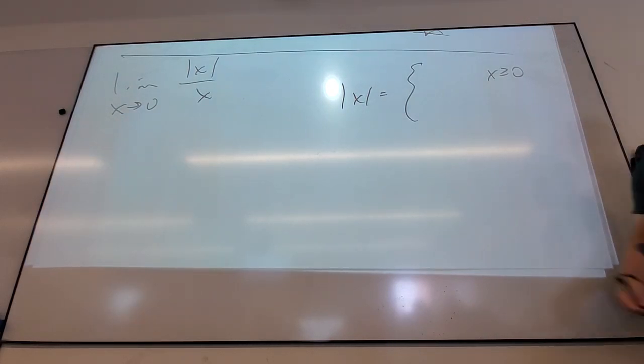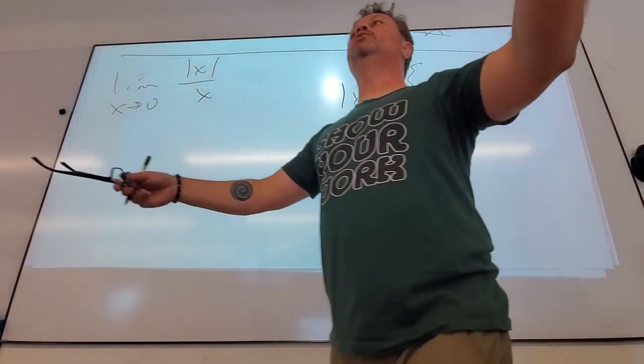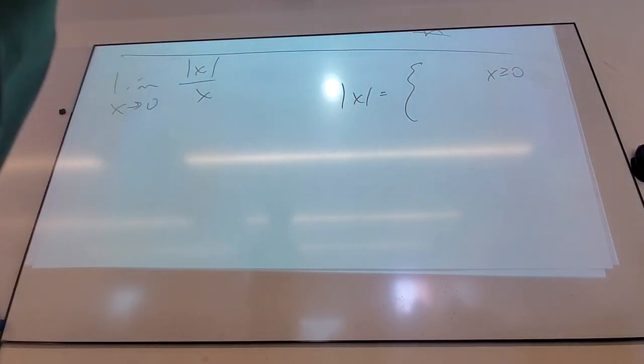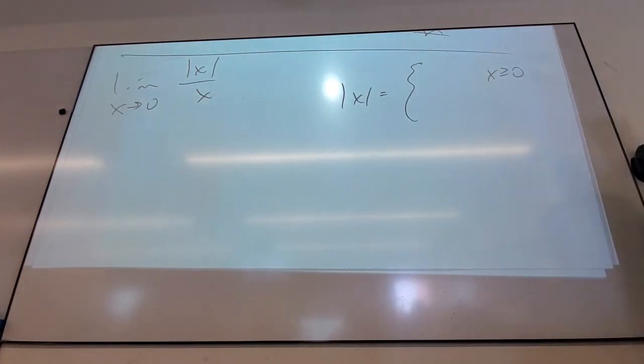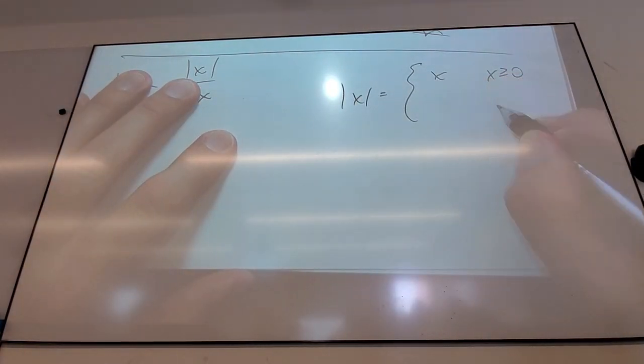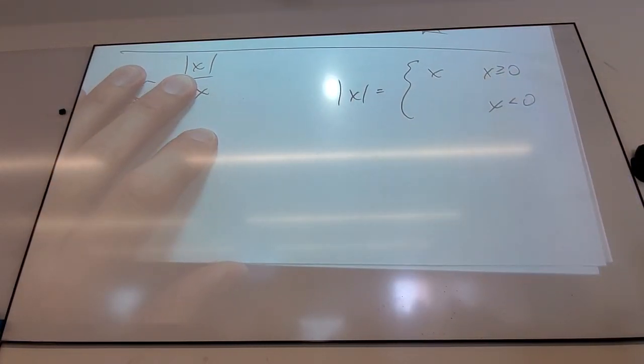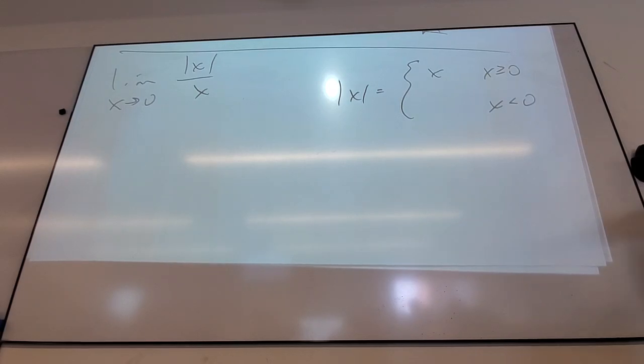X. What does the absolute value do if I plug a 0 in or a positive number? It doesn't do anything. So the answer there is x. What is the absolute value of x if x is less than 0? X times -1. Negative x.